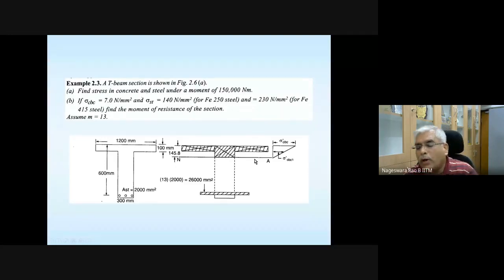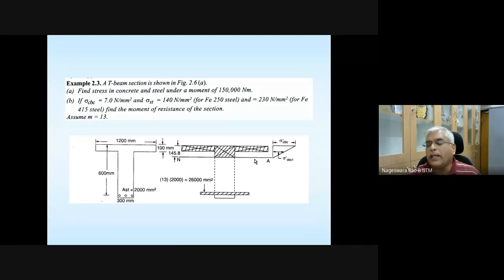So now, whenever this T-section analysis comes, the thing that you need to ask yourself is where this neutral axis is going to lie. Is it going to lie in the flange region, or is it going to lie in the web region, or is it going to lie at the bottom of the flange, matching with the bottom of the flange? So your initial equation to determine the neutral axis is going to depend on that.